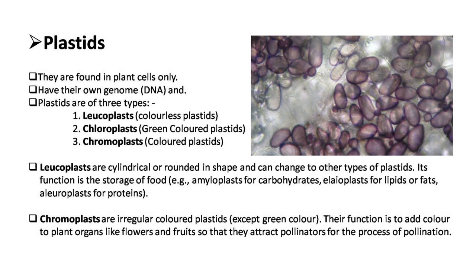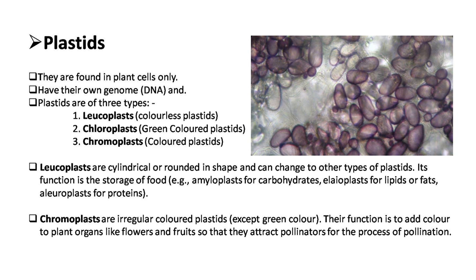Now let us look at plastids. They are found only in plant cells. Like mitochondria, they have their own genome and ribosomes and are capable of self-replicating. They are of three types: leucoplast, chloroplast, and chromoplast. The picture that you see is of leucoplast.